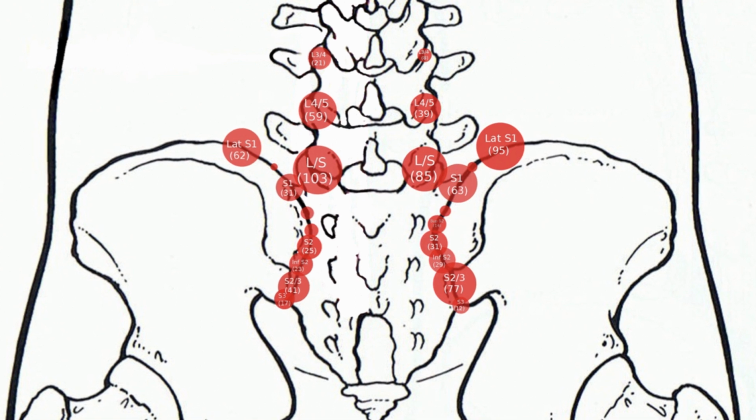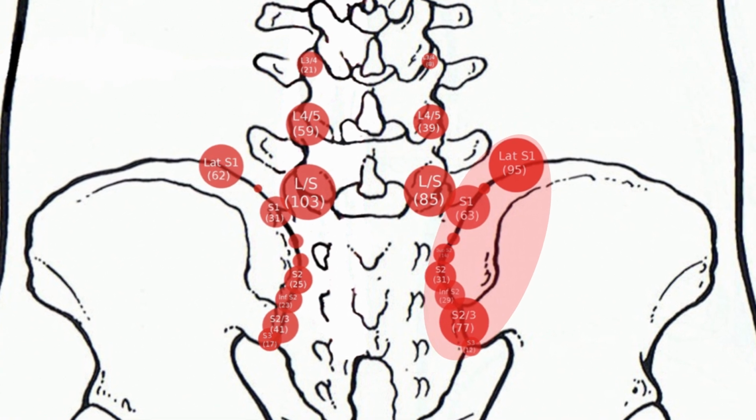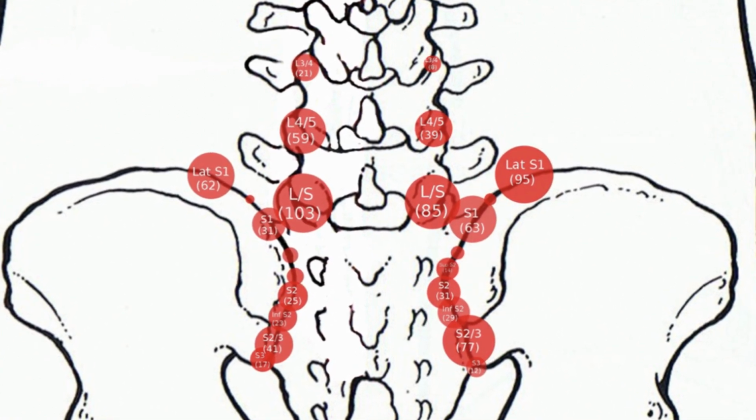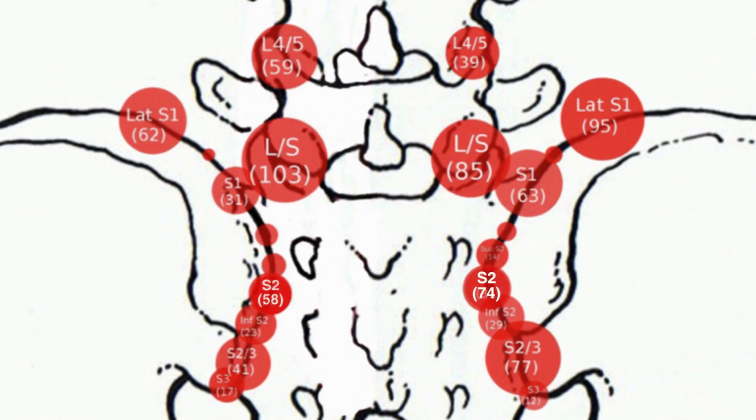Overall, there seems to be a significantly greater number of right-sided sacroiliac joint lesions than left. 60 to 70% of the lesions are on the right, and 30 to 40% are on the left. If we focus on the 4 main points, I found a ratio of right-sided to left-sided lesions to be 95 to 62 at lateral S1, 63 to 31 at S1, 74 to 58 at S2, and 77 to 41 for S2-3. The only exception to this sidedness would appear to be at S1-2 and S3, where the propensity is reversed, but the numbers are small and may not be significant.